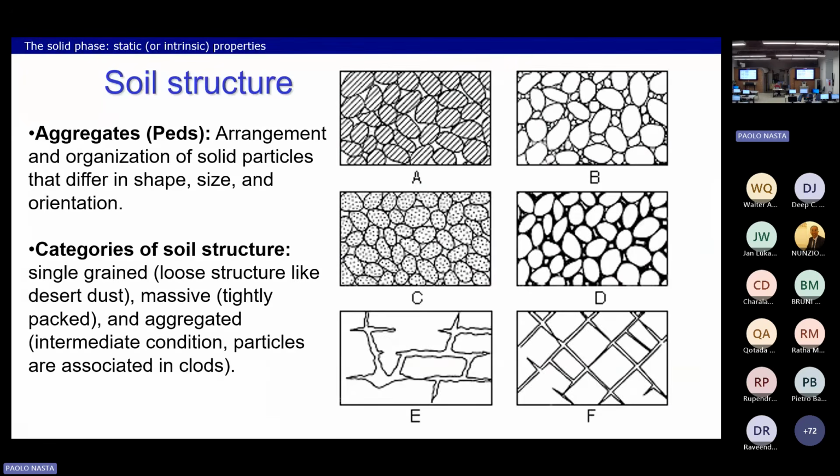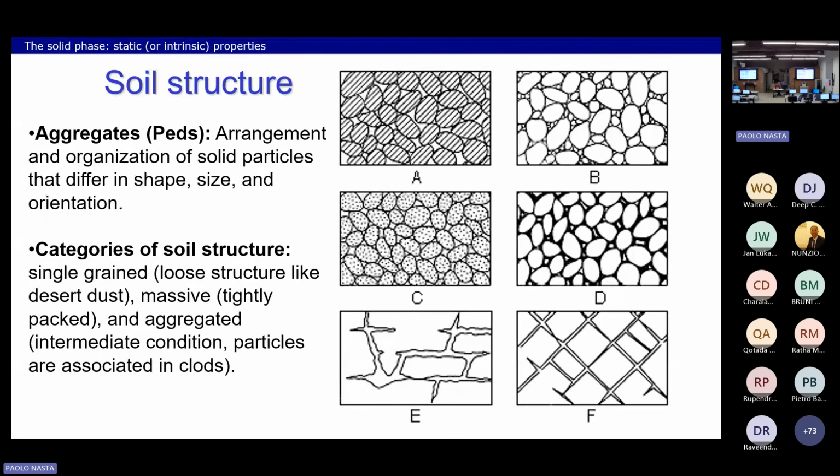Finally, this is the final slide for the solid phase, showing the importance of soil structure. The soil is made of aggregates, also called peds. So the basic solid particles are arranged and organized in macro aggregates that, of course, are different in shape, size, and orientation, and produce different porous channels where water flow will occur. And of course, there are many categories of soil structure.